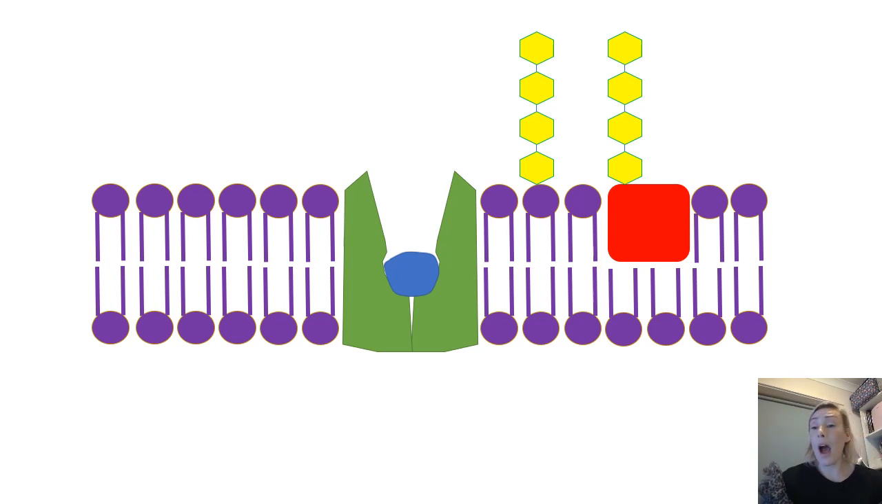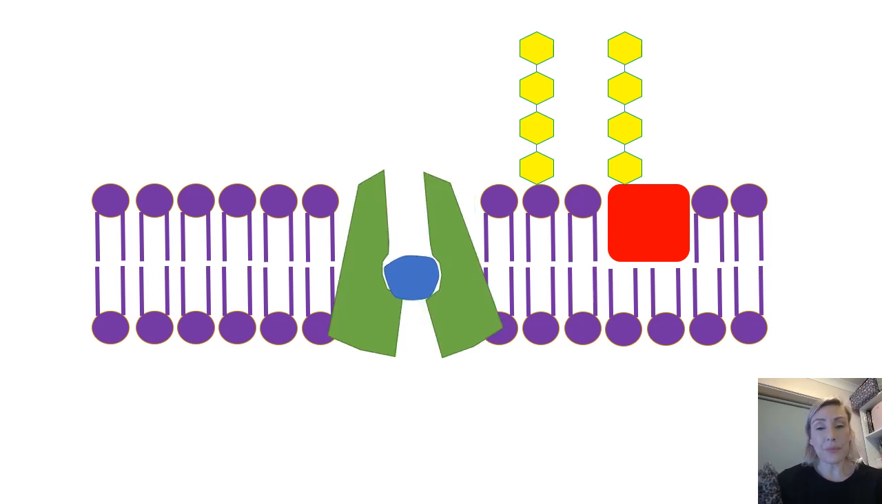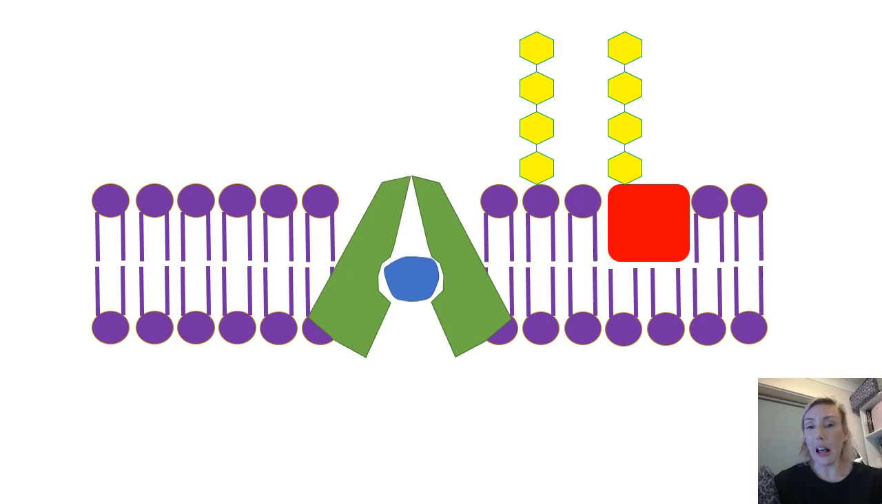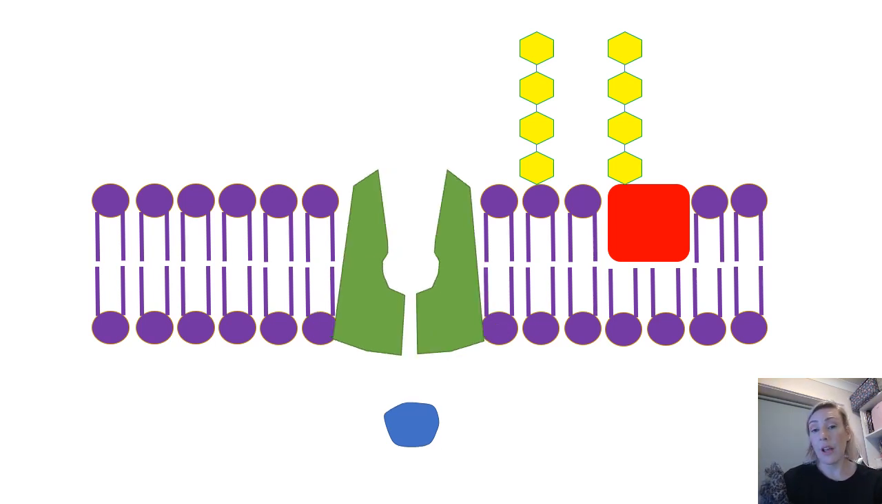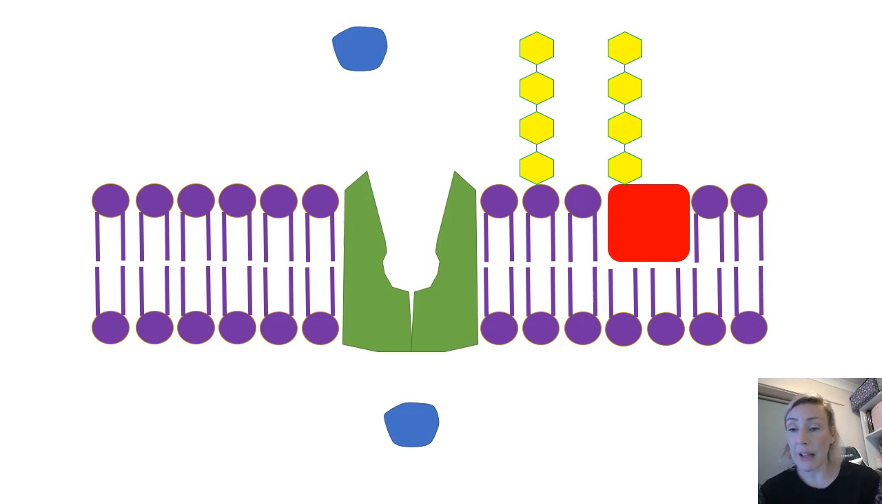So what happens when the molecule binds to its specific carrier protein? Well, it causes it to change shape. The binding of the molecule causes the change in the tertiary structure of the carrier protein in a way that it actually moves the molecule across the membrane. And then the molecule is released and the carrier protein returns back to its original tertiary structure, and it's ready to carry another one of those molecules across.